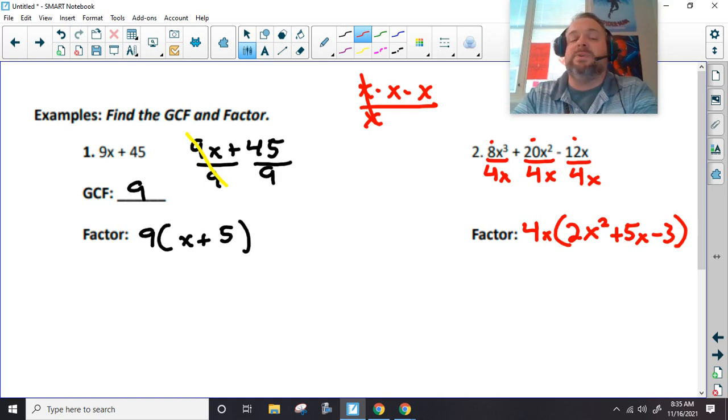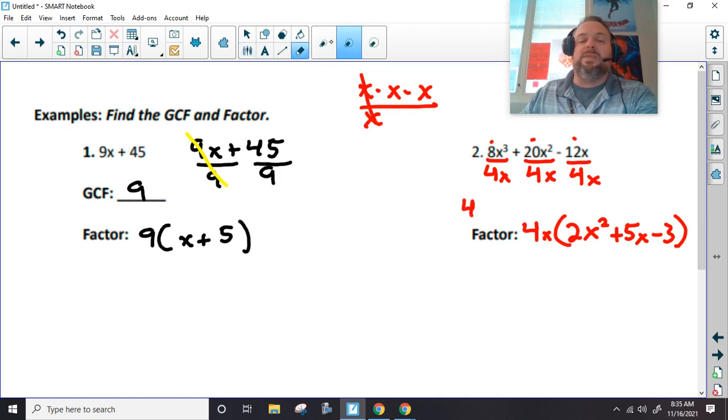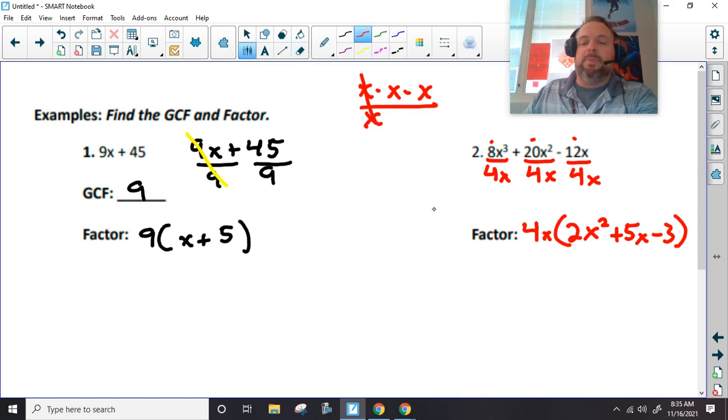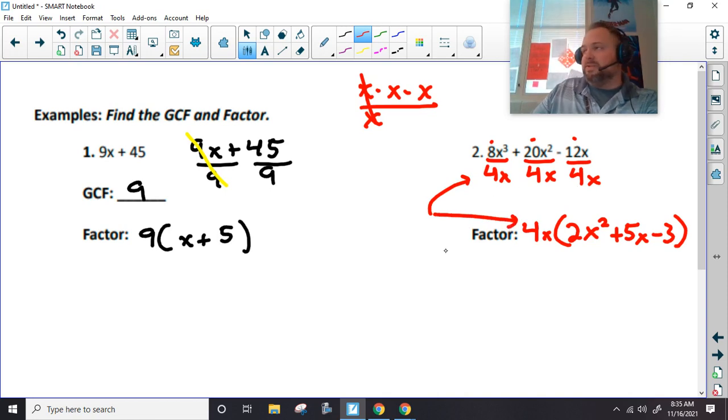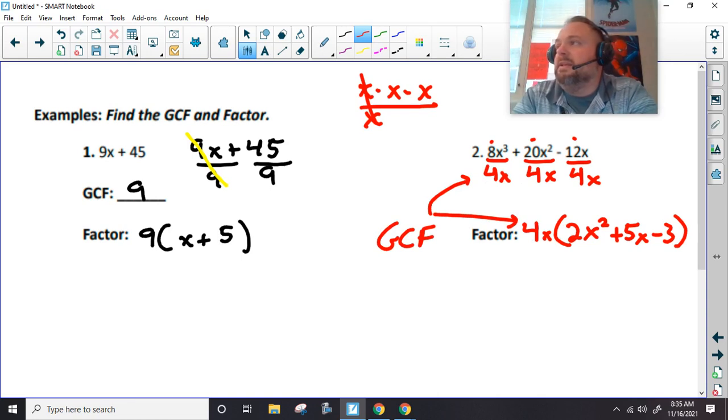The GCF for this one is actually 4x. One thing, and I forgot to change it for y'all's notes because I'm a horrible teacher, but whatever I'm dividing by and what's out front, this is my GCF. Yes. The only thing that we can take out of all three terms, the smallest power of x, is x to the first. That's why it's x.